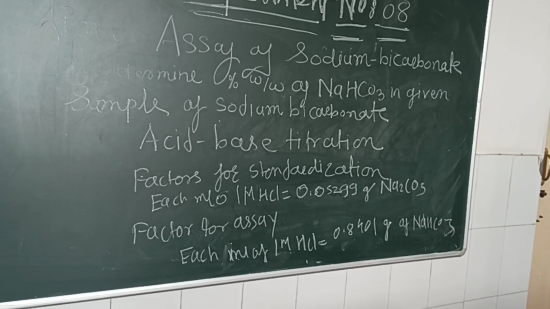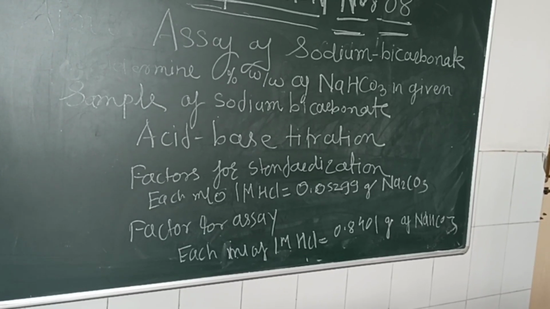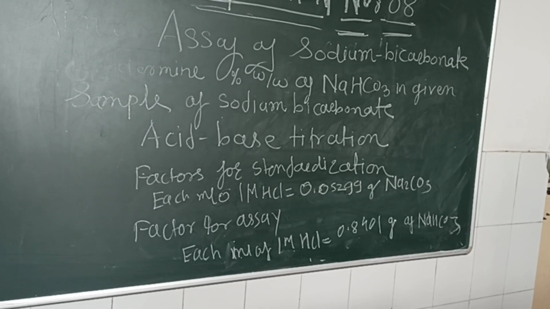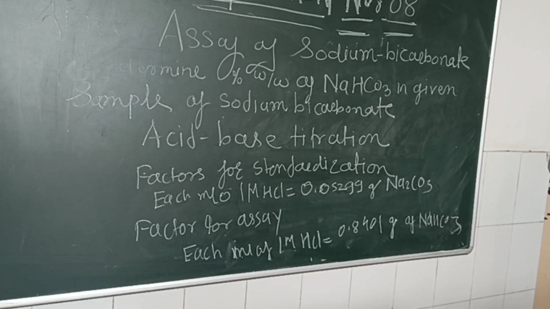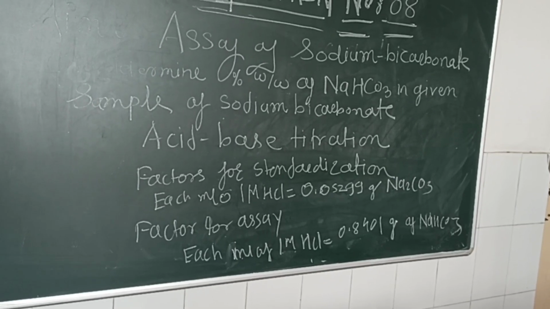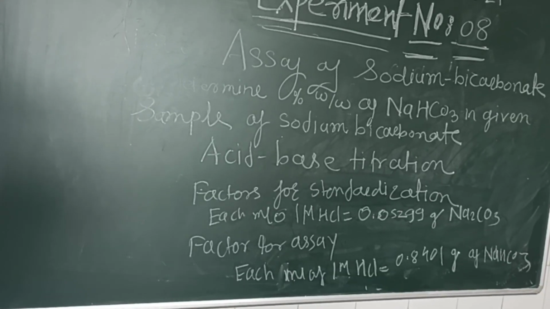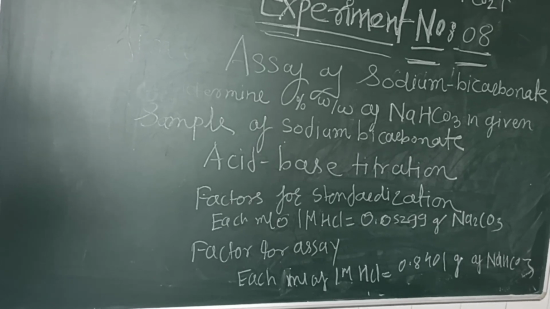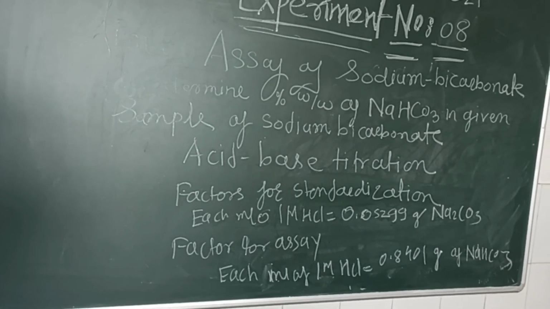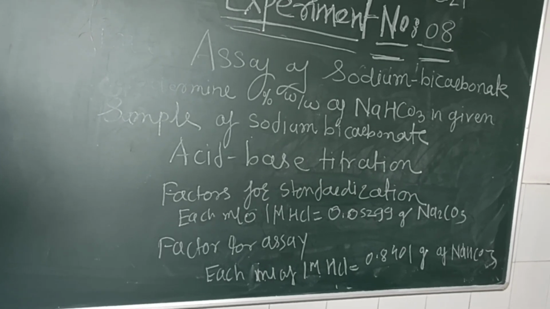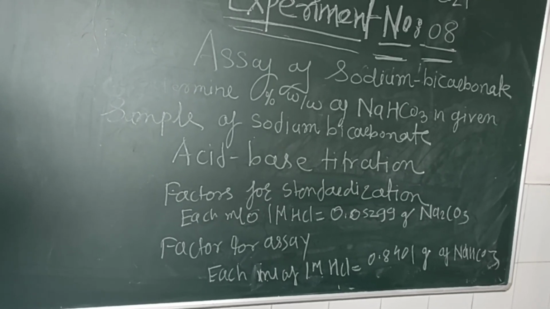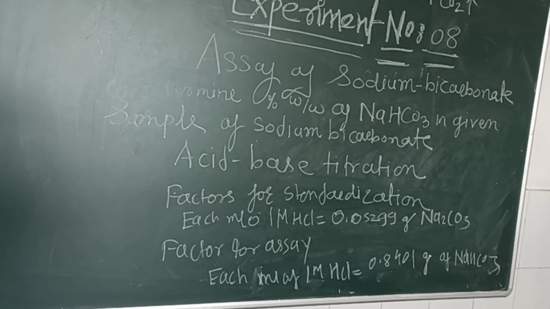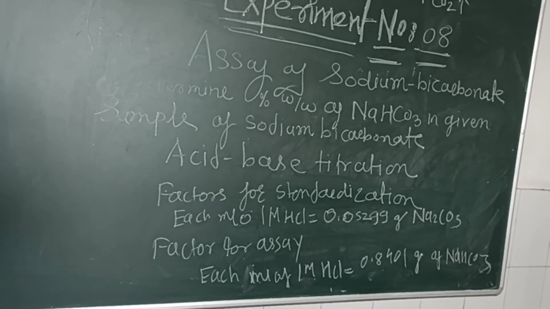Each ml of 1 molar hydrochloric acid is equal to 0.05299 gram of sodium carbonate, and 1 ml of hydrochloric acid is equal to 0.08401 gram of sodium bicarbonate. This assay is based on acid base titration, in which sodium bicarbonate acts as a weak base and we have to use hydrochloric acid as a strong acid. Sodium bicarbonate is titrated with hydrochloric acid using methyl orange as an indicator.